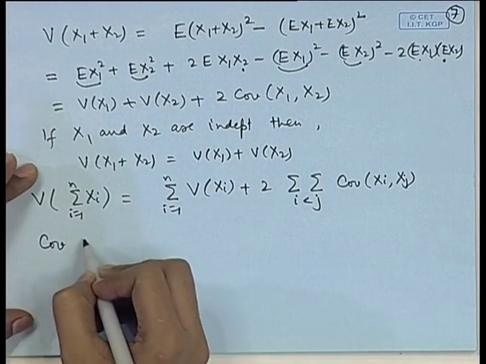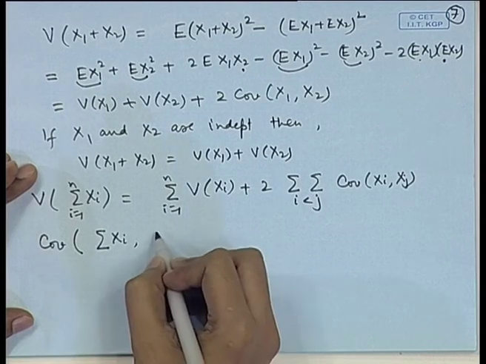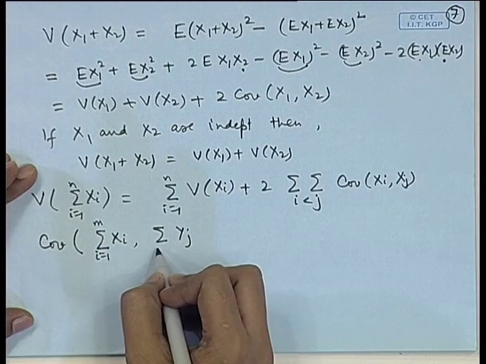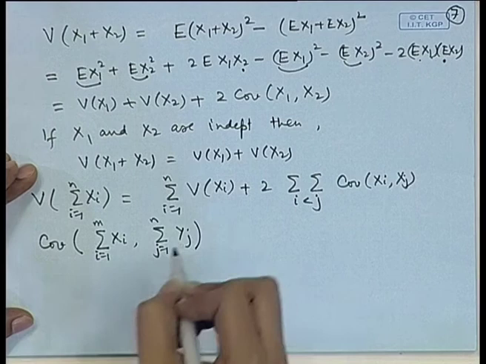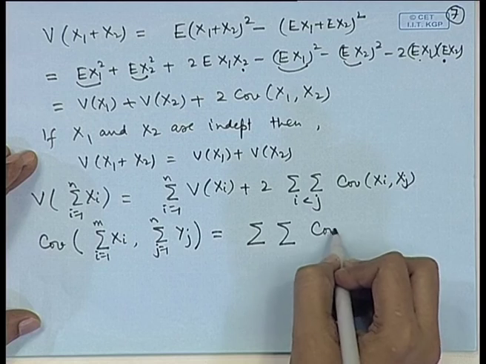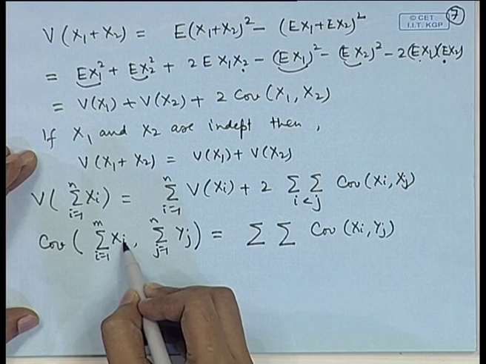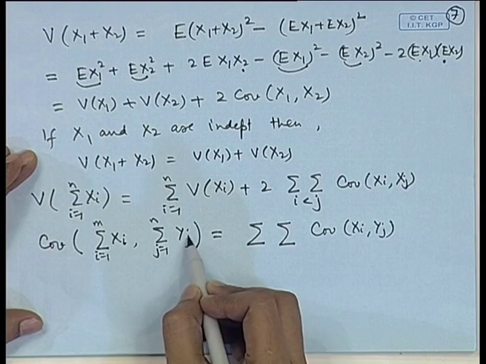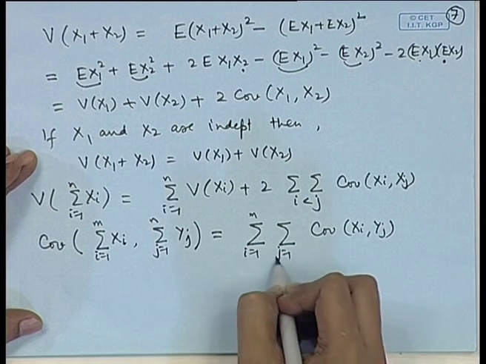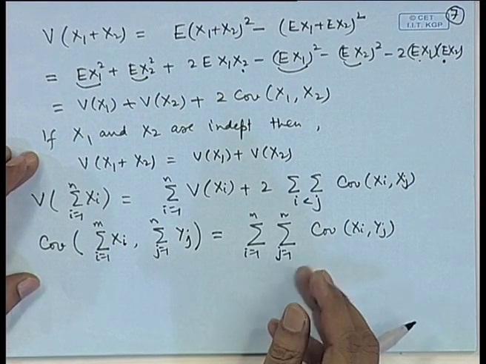We can also have a general formula for the covariance of a sum with another sum. Say this is i equal to 1 to m, and this is j equal to 1 to n. Then this is equal to the double summation of covariance of X_i Y_j. That means the covariance of each term in the first summation is taken with each term in the second. These properties are quite useful in the calculation of the moments of the sums of distributions.